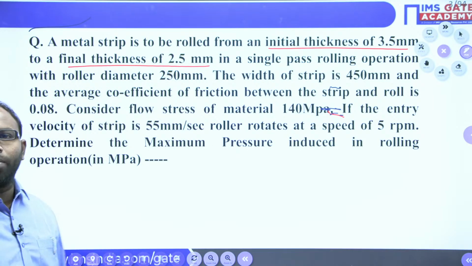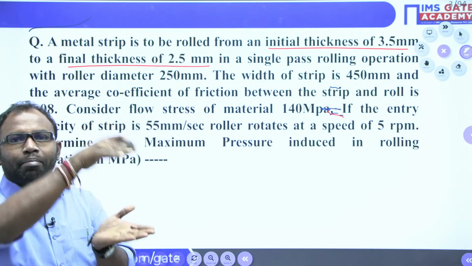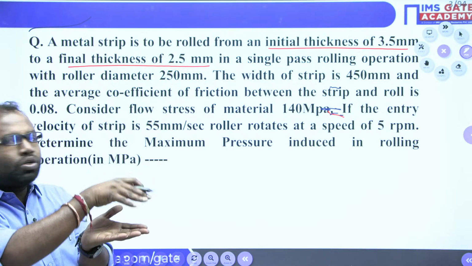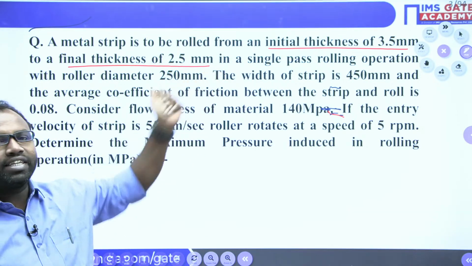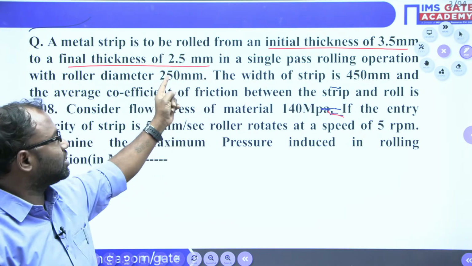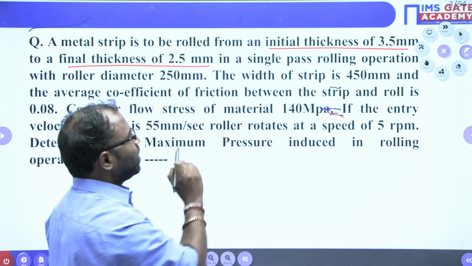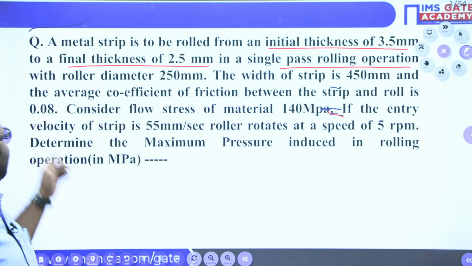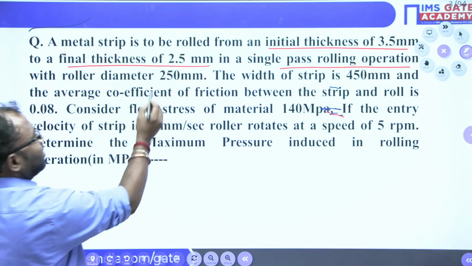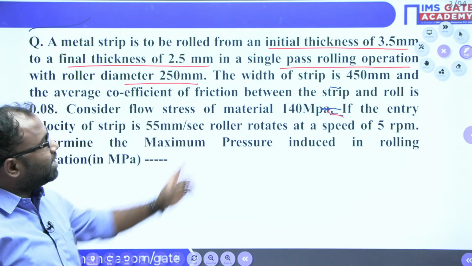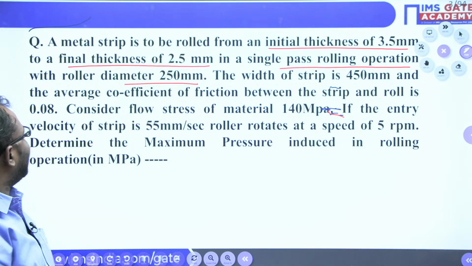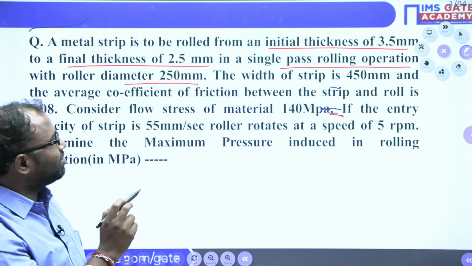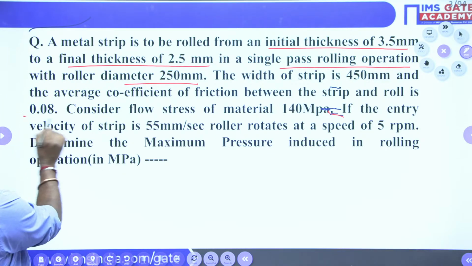In a rolling operation, a workpiece is compressed or rolled in between two rollers, from initial thickness of 3.5 mm to final thickness of 2.5 mm in a single pass rolling operation. Next, with a roller diameter, the width of the strip is 450 mm and the average coefficient of friction between the strip and roller is 0.08.